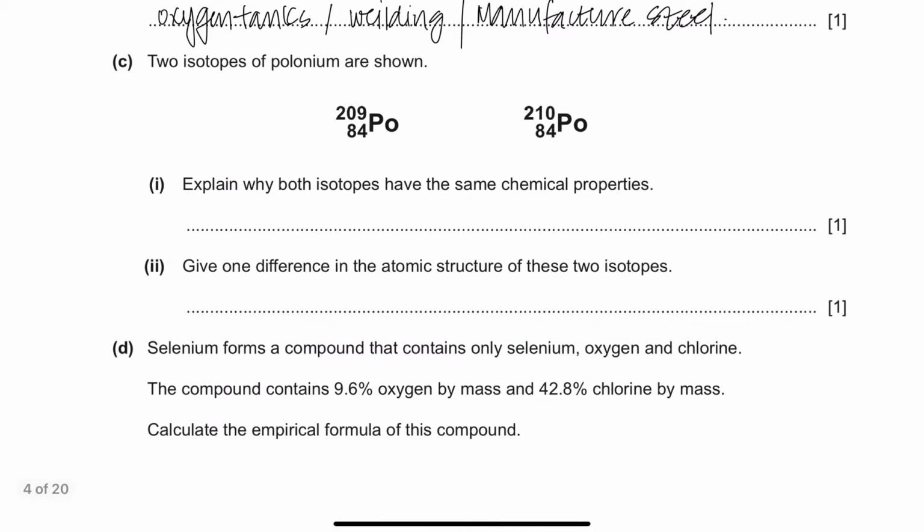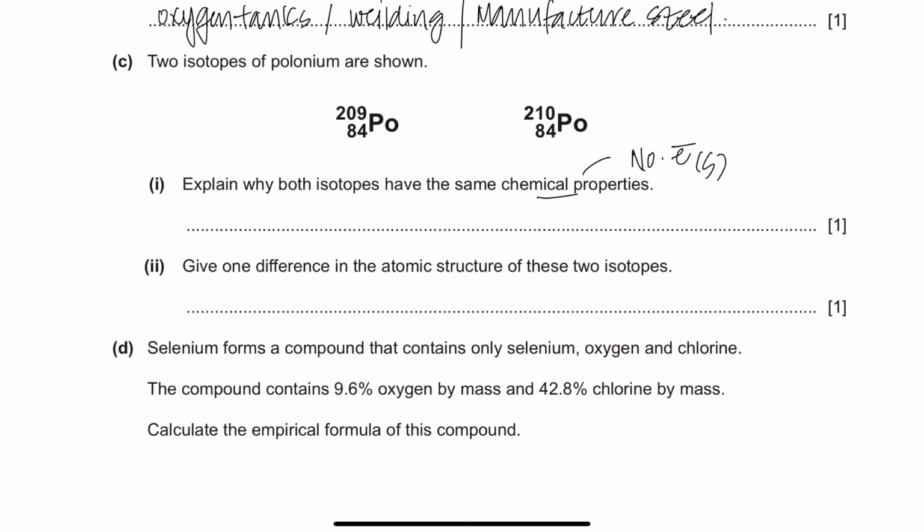Now explain why both isotopes have the same chemical properties. Again, isotopes are atoms of the same element having the same number of protons but different number of neutrons, right? But if the protons are same, obviously the electrons are same, and you realize that chemical properties depend on the number of electrons, right? So if the number of electrons are the same, the chemical properties will be the same, and physical properties depend on the number of protons, right?